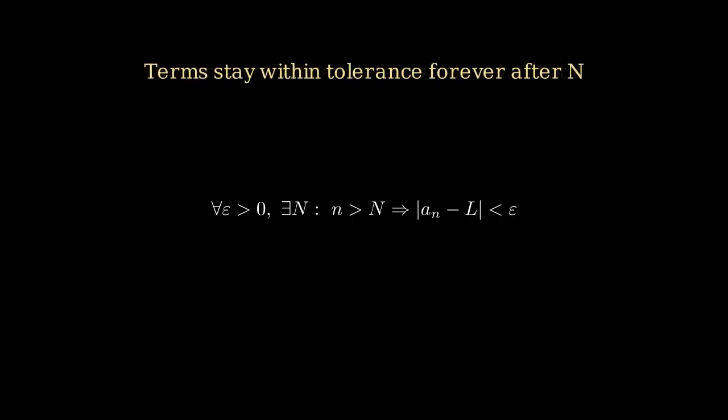Let's start with what it means for a sequence to converge. A sequence converges to a limit, capital L, if for every small tolerance you pick, the terms of the sequence eventually get and stay within that tolerance of L, forever after some point. If no such number exists, the sequence diverges.